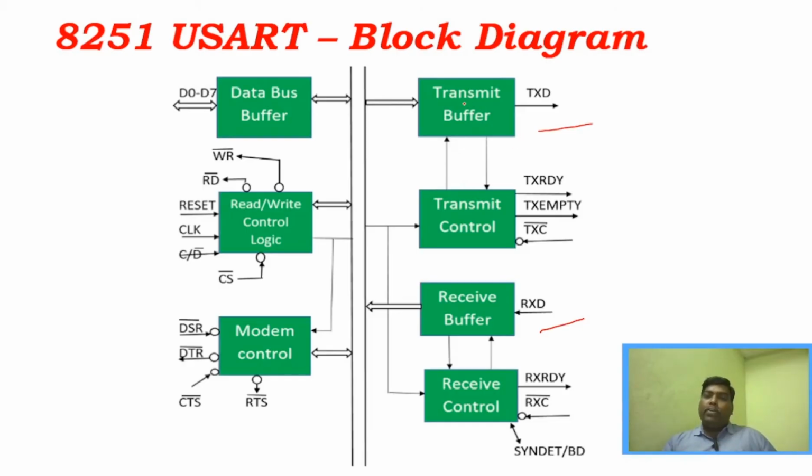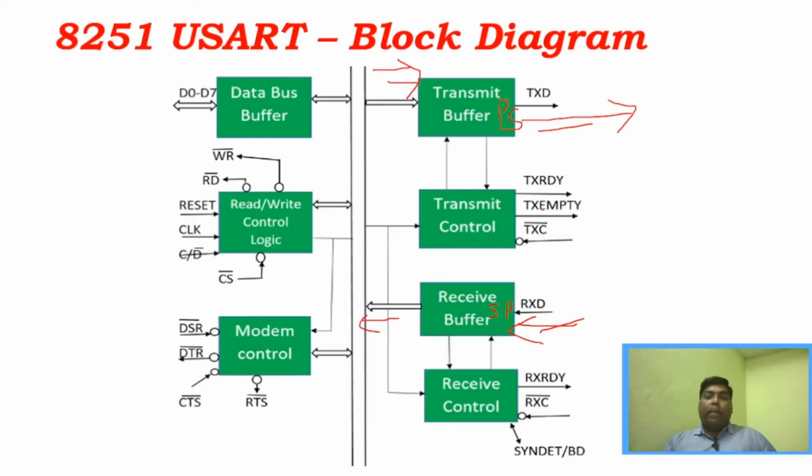So now when you say transmit buffer, we can call it as like parallel to serial converter. This transmit buffer is the one which converts the parallel data which is received from the microprocessor into serial form and transmits it in the serial form. Similarly, this receive buffer will act as a serial to parallel converter, which means it will receive data serially from the peripheral device and will convert that into parallel form and give it to the microprocessor.